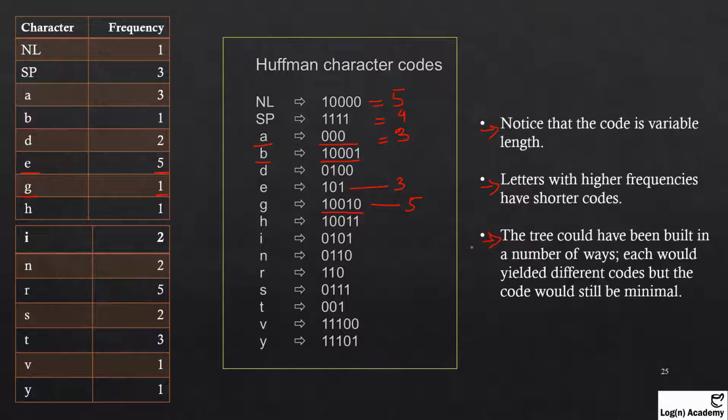The third point is that the tree could have been built in a number of ways. Each would yield different codes, but the code would still be minimal. When you form a tree with different connections, we will get different codes, but the code would be minimal. As we just saw, when I connected the nodes differently, at the end the result was the same.